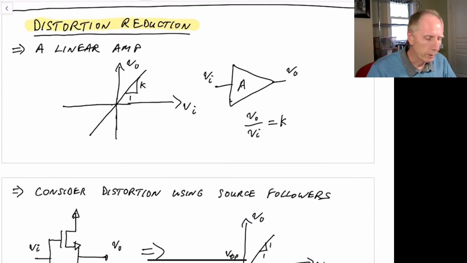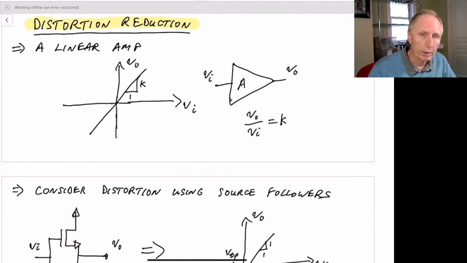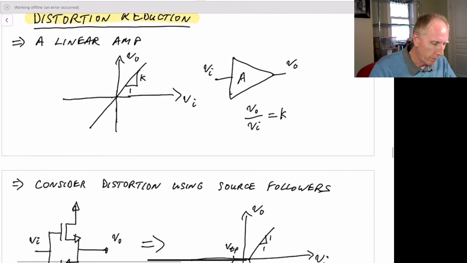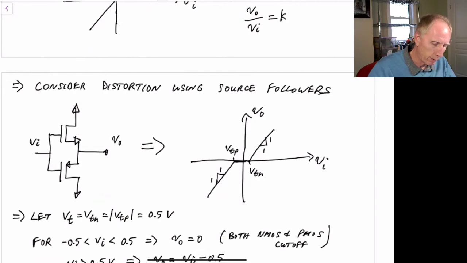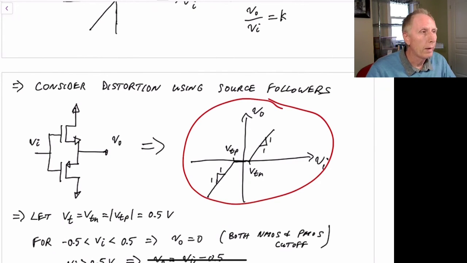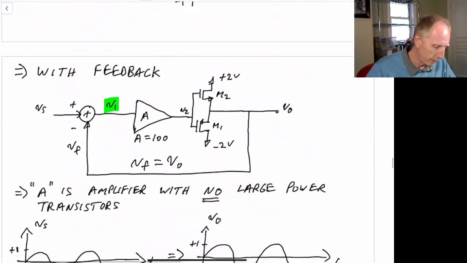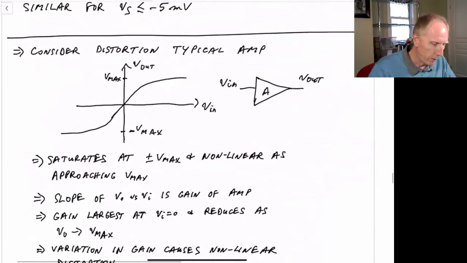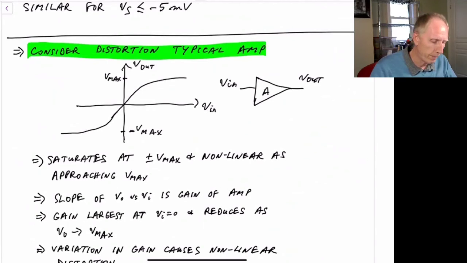So, going back to distortion reduction, we saw that if we have a linear amp, everything is fine, we have no distortion. But we looked at one case where we had a distortion that looked something like this, and we had a deadband region in this case. But that's not the only type of nonlinearity you might see in an amplifier. In fact, a more common one is shown down here. So we want to look at this type of distortion now of a typical amplifier.